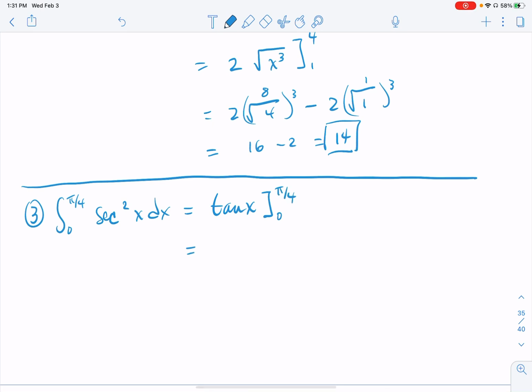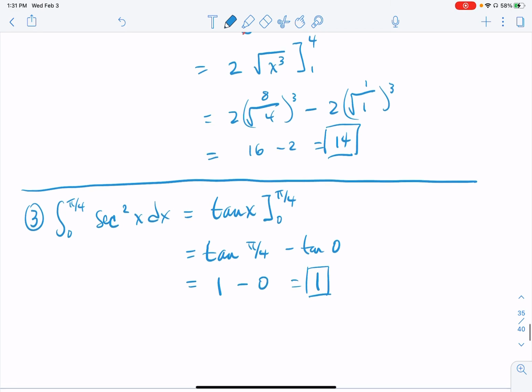So we want first the tangent of pi over 4, minus the tangent of, let's say tangent of 1. No, that's tangent of 0. Okay, so the tangent of pi over 4 should be easy. That's just 1. And then minus the tangent of 0 is 0, so we just get 1. So underneath the secant squared function, from 0 to pi over 4, you get a net area of 1.